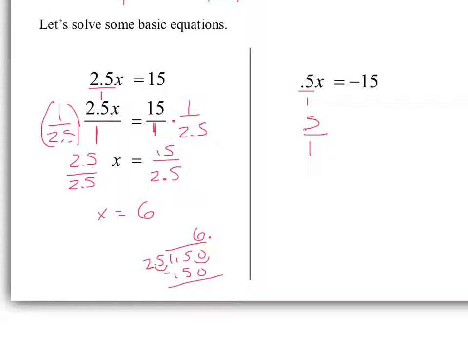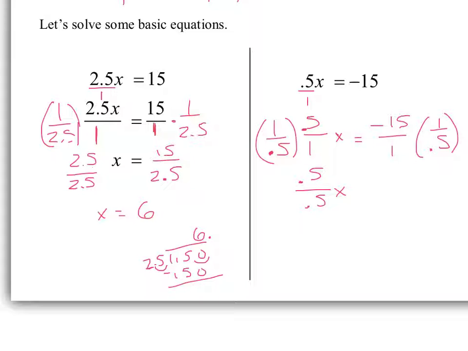0.5 over 1 times x is, and our inverse operation is to multiply by 1 over 0.5. This is negative 15 over 1. We're going to multiply by the same thing on the other side of the equation. And here, our proof that this works, and our proof that this is indeed getting us to the identity of x: I multiply top times top, gives me 0.5, bottom times bottom, gives me 0.5. And there's our identity. 0.5 over 0.5, that's 1 times x. That's going to give us x.